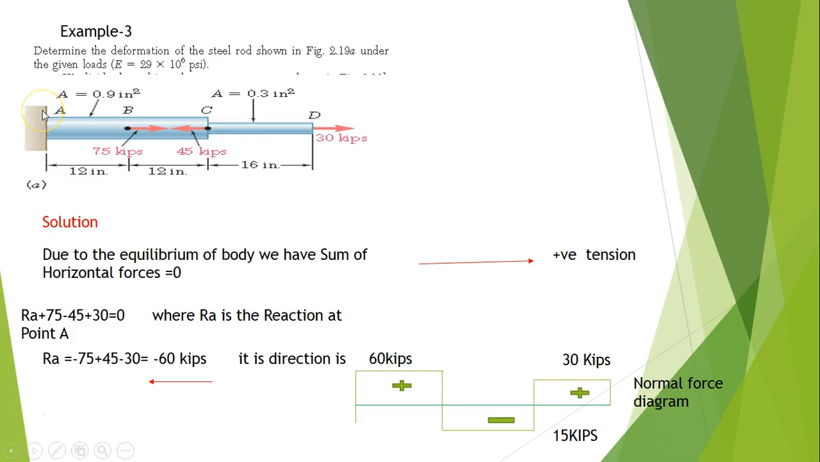So we are taking the summation of forces at any point. Let us say at point A, the sum of forces should be equal to 0, especially the forces in the x direction, since we don't have any vertical forces, so sigma Fx equals 0. We'll assume the reaction at A due to the built-in support is from left to right, towards the right. So we are saying that RA plus 75 minus 45, because it is going to the left, plus 30 kips is equal to 0.